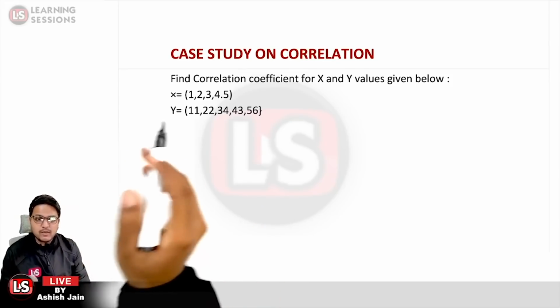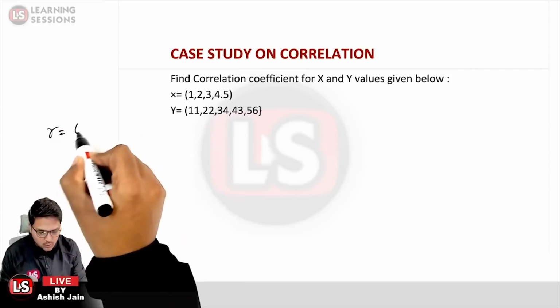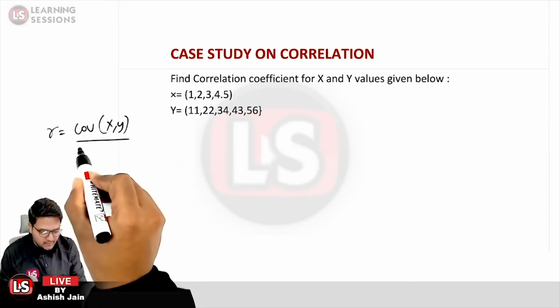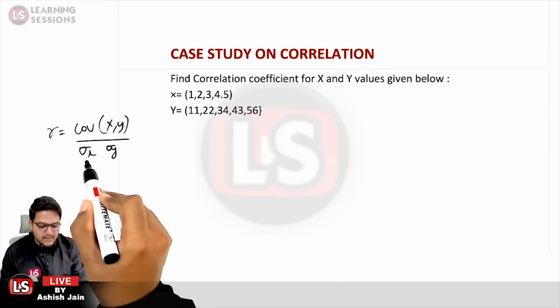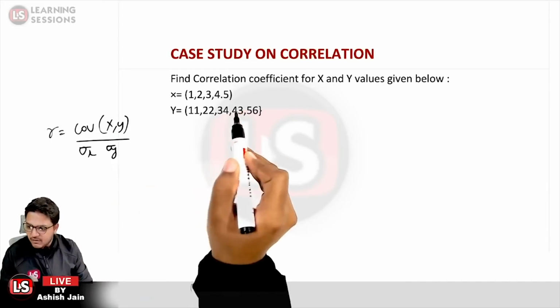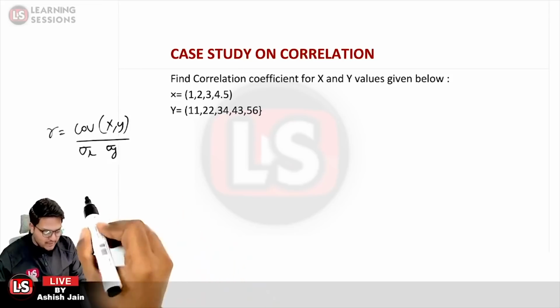So what do you mean by correlation coefficient? R is equal to the covariance of X and Y divided by sigma X and sigma Y. Now sigma X is the standard deviation of X, and sigma Y is the standard deviation of Y that we need to calculate. You need to memorize only two formulas for the same, that is correlation, or rather covariance over here.